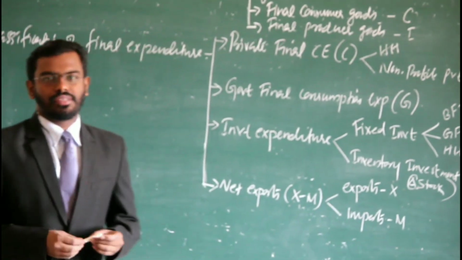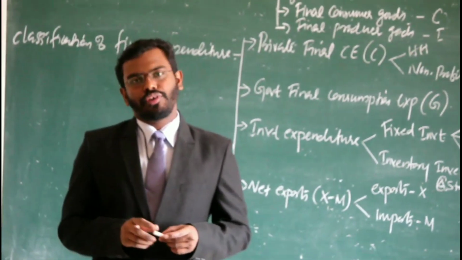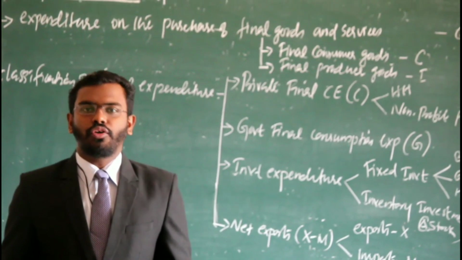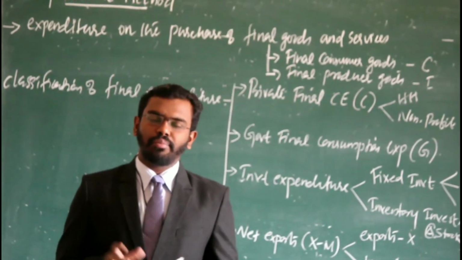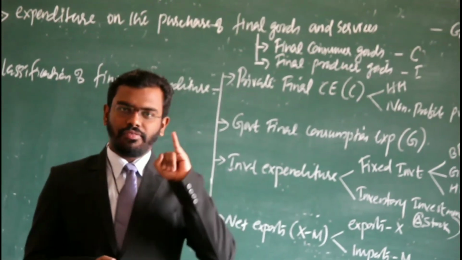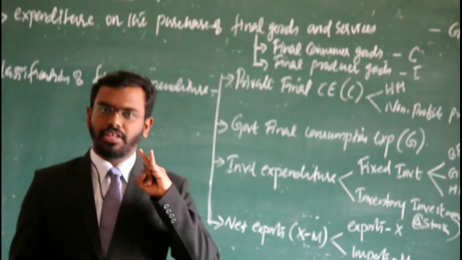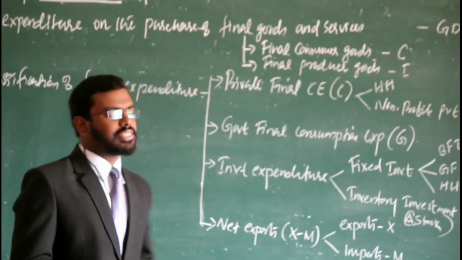Hi students, in this video we are going to discuss the third method of national income calculation. Okay, so what is the name of that method? We discussed the value added method and the income method. The third one is the expenditure method.